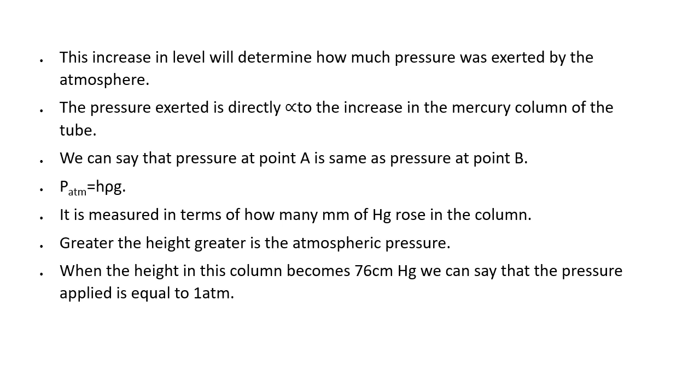And we can say that pressure at point A is the same as pressure at point B. That means it is h rho g and is measured in terms of how many millimeters of mercury rose in the column. Greater the height, greater is the atmospheric pressure. And when the height in this column becomes 76 centimeter of Hg, we can say that the pressure applied is equal to 1 atmospheric pressure.